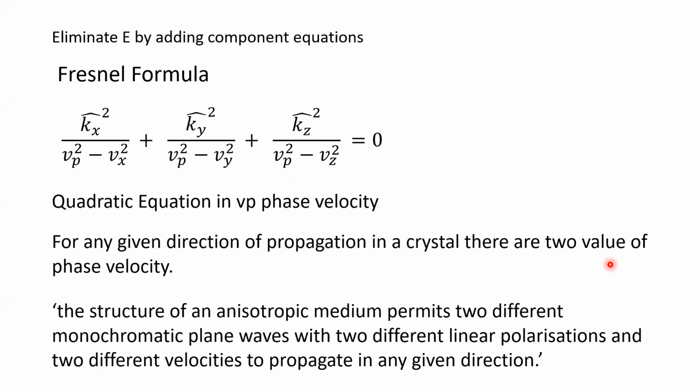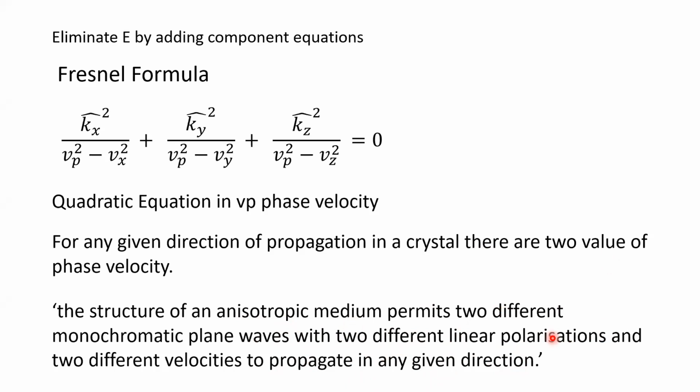So we get to this very, very important statement. It looks very simple, but if you read it, it contains the crux of the propagation of light in anisotropic medium. This quotation I have taken from Born and Wolf. The structure of anisotropic medium permits two different monochromatic plane waves with two different linear polarizations and two different velocities to propagate in any given direction. So there can be two different linear polarizations.